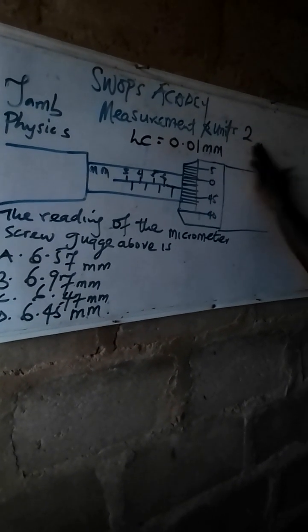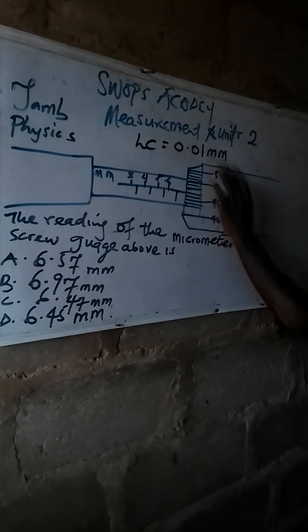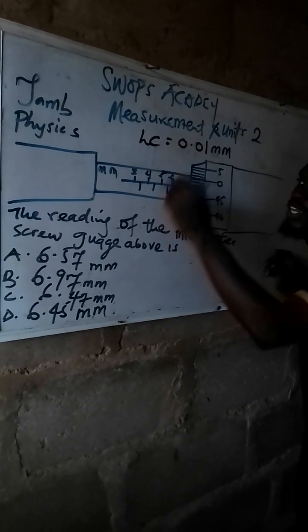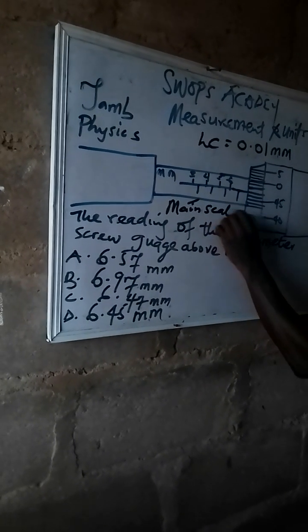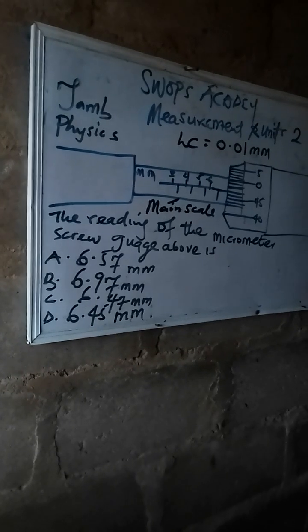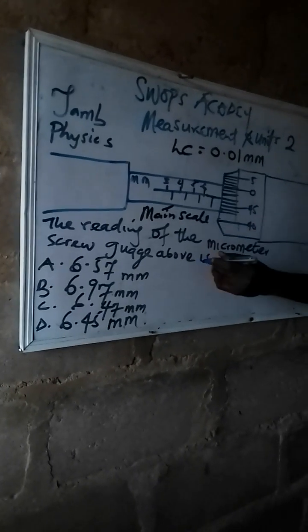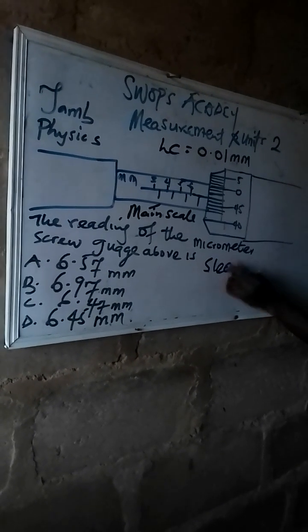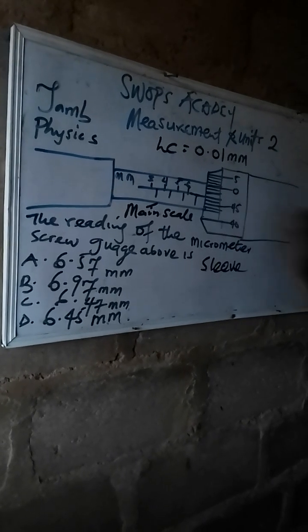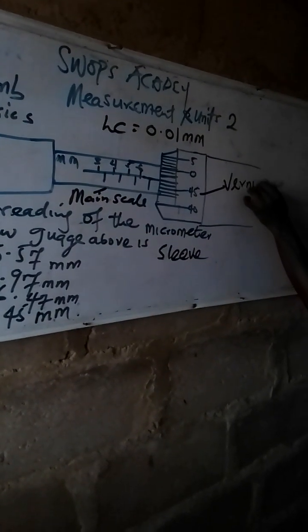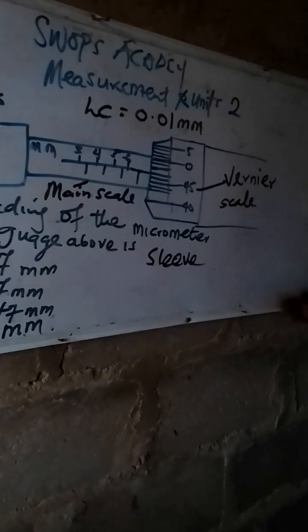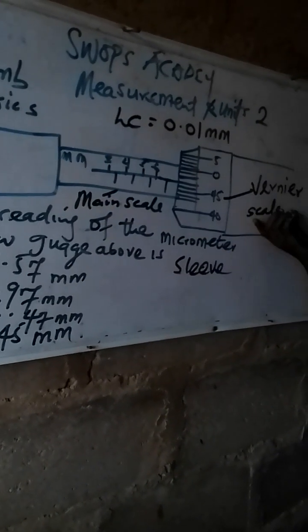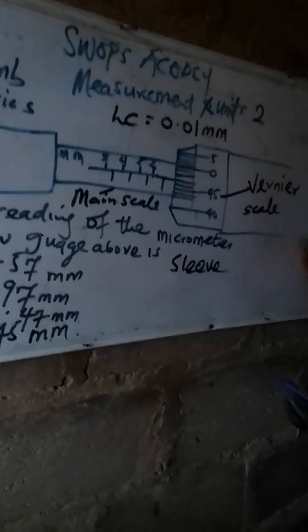Then what follows after finding your least count? In this diagram, this one we call the main scale. Another name is the sleeve. Why this one that you see, we call it the vernier scale. We have the main scale here and the vernier scale here under this measuring tool, the micrometer screw gauge.